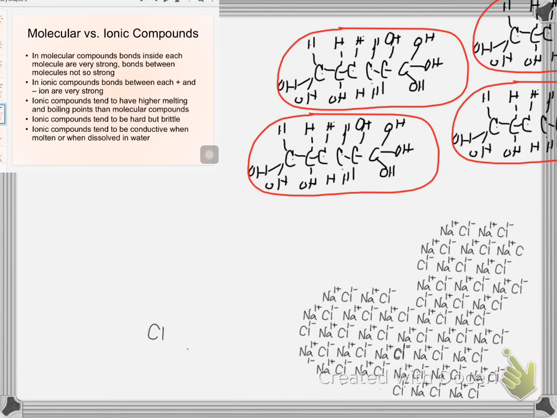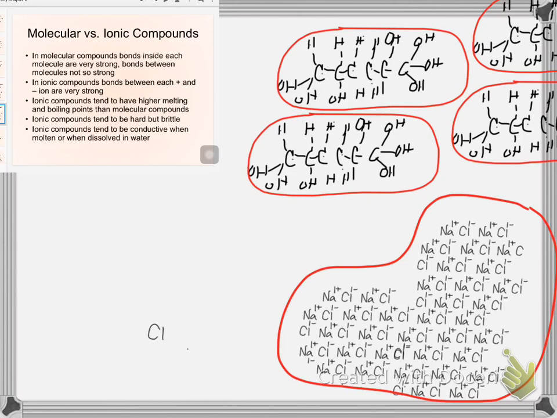Salt, table salt, is an ionic compound. To break that into a liquid, you got to add enough energy to overcome the forces of attraction between every single sodium and every single chloride in that whole giant chunk. You're not going to do that with a candle in the lab. It's just not going to work. So ionic compounds tend to have very high melting points, much higher than molecular compounds.